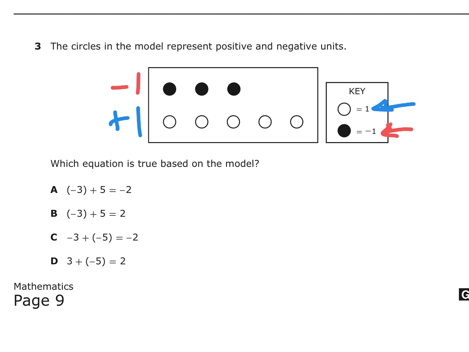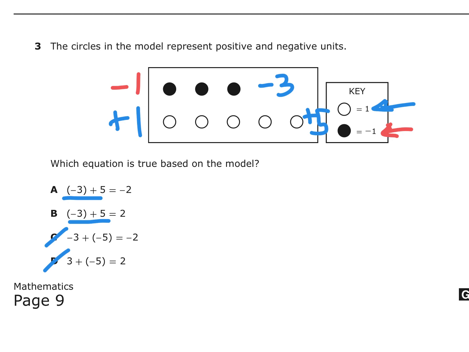And so we need to find an equation that is true based on this model. So we have 3 of these, so this would be -3. But we have 5 positive ones, so this would be a +5. So if you look at answers A and B, they both have -3 + 5. So that means that C and D would be ruled out. So the answer here is between A or B. They both have a -3 and a +5. What is -3 + 5? Is it 2 or -2?